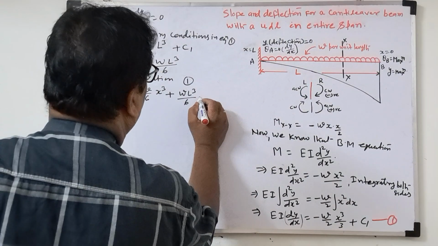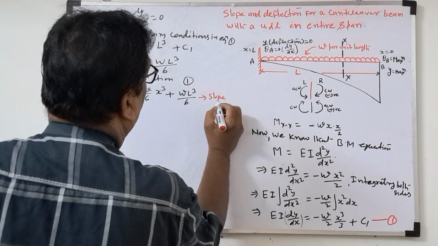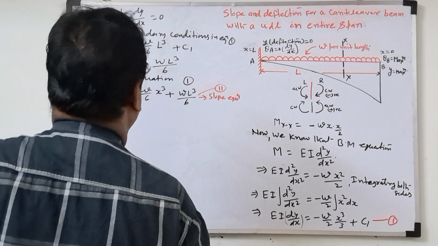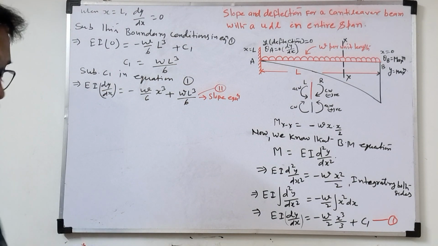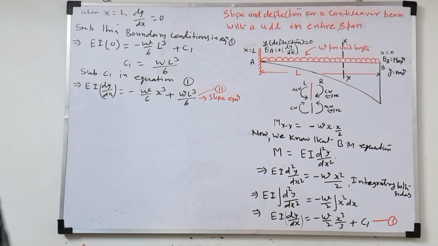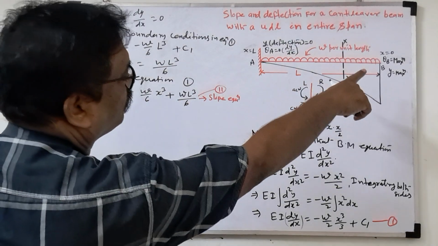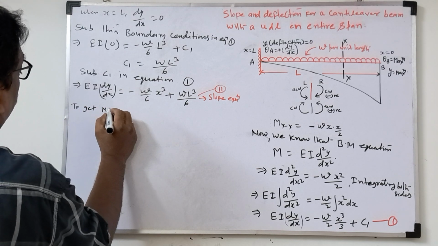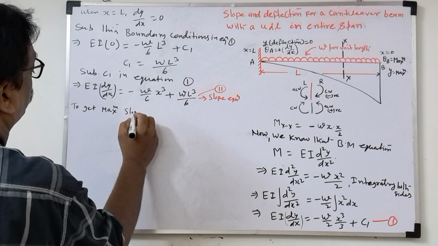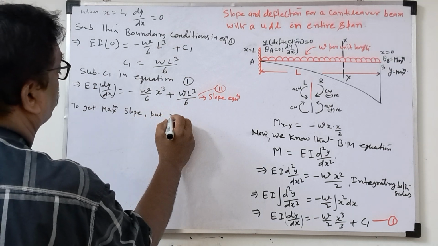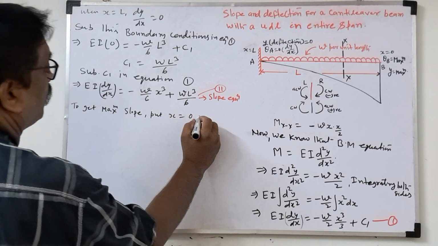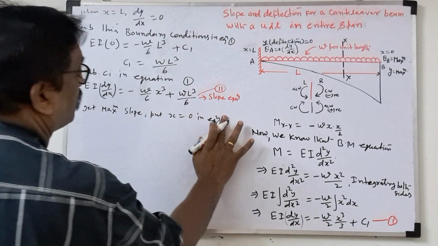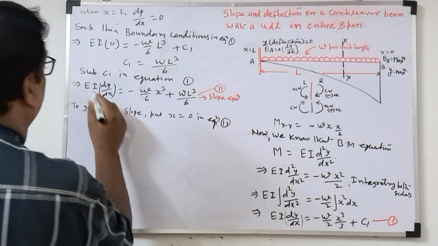Write this slope equation as equation number 2. Now, where will be the maximum slope? The maximum slope will be when x equal to 0. So to get the maximum slope, put x equal to 0 in equation 2. So what is equation 2 here?